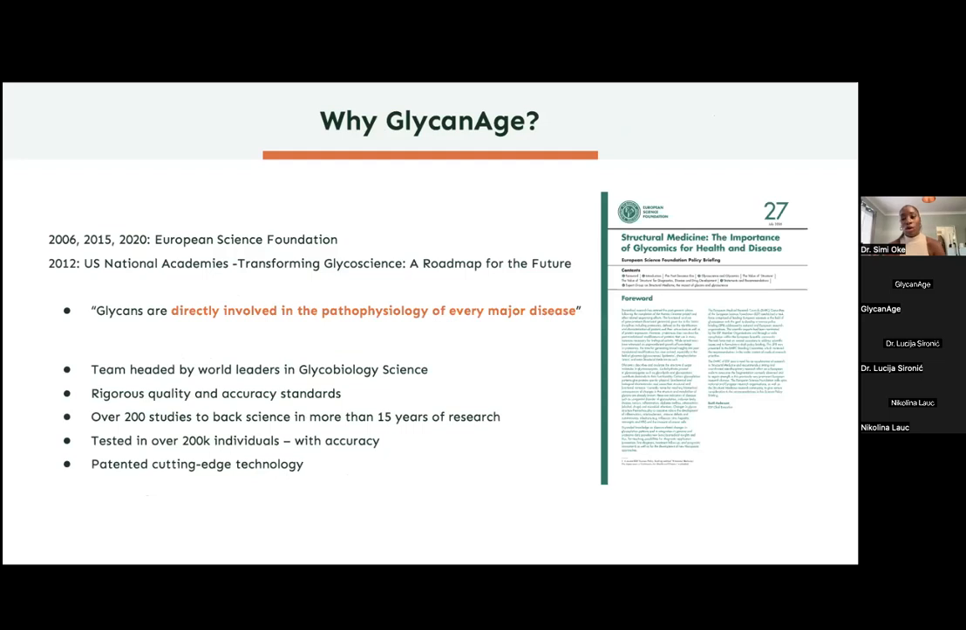I can see there's lots of questions in the chat, so I will answer them eventually. One question is, why GlycanAge? With the wealth of research we've done, one thing we know is that glycans are directly involved in the pathophysiology of pretty much every major disease. I think they're going to be incredibly important in terms of us understanding how we address aging and disease. And also, of course, because we are lucky enough to have an incredible glycobiology science team, rigorous quality and accurate standards, and over 200 studies, we're well backed by the science that supports us.